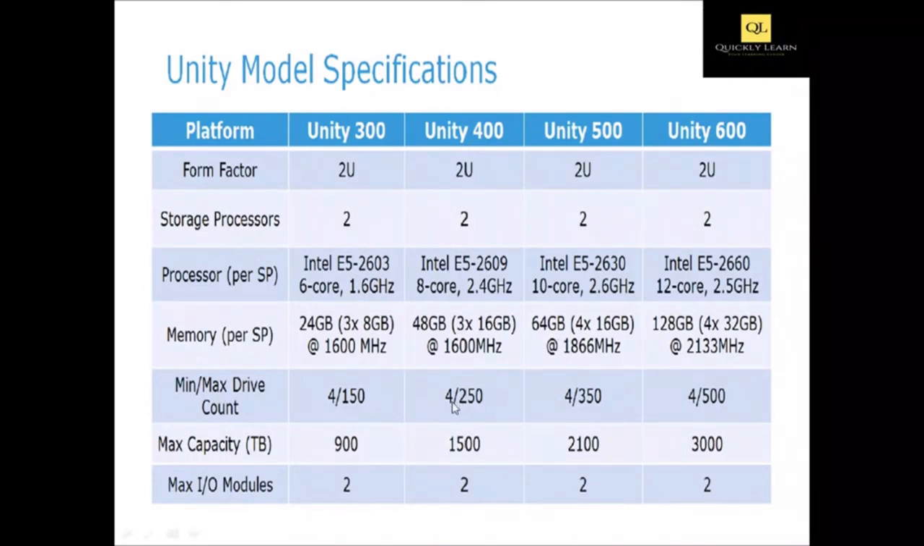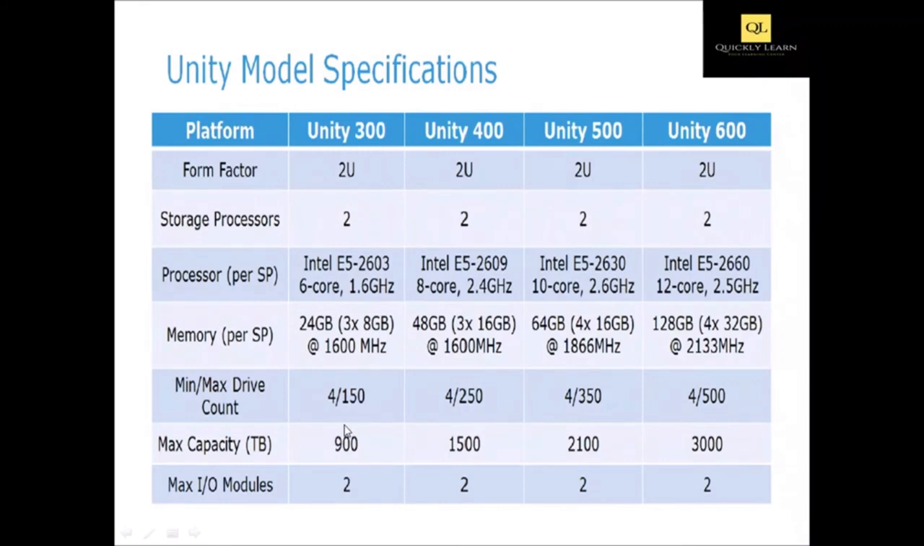Unity 400, minimum 4 and maximum 250 hard disks. In Unity 500, it is minimum 4 and maximum 350 hard disks. And in Unity 600, minimum 4 and maximum 500. And now here it is showing the maximum capacity in terabytes. Okay, so it is showing that Unity 300 supports 900 terabyte space.